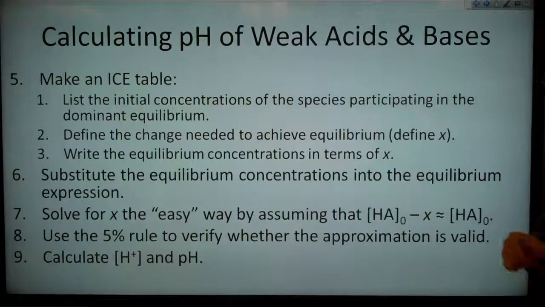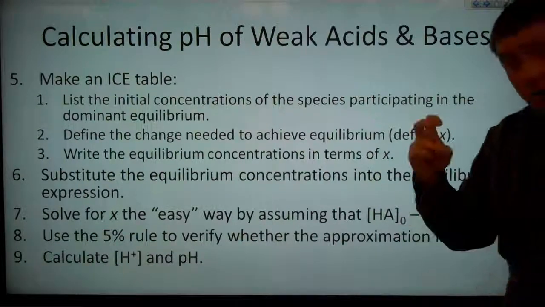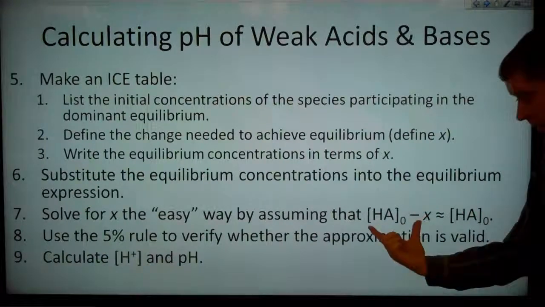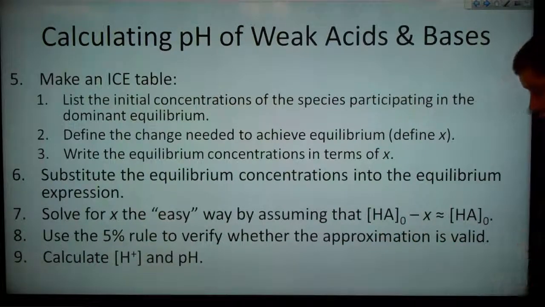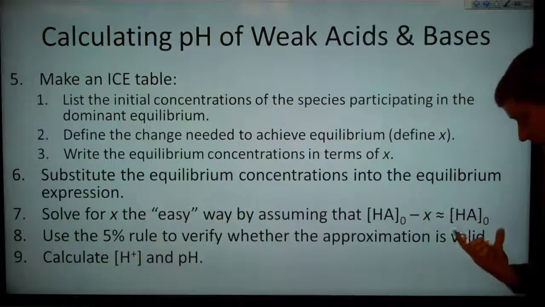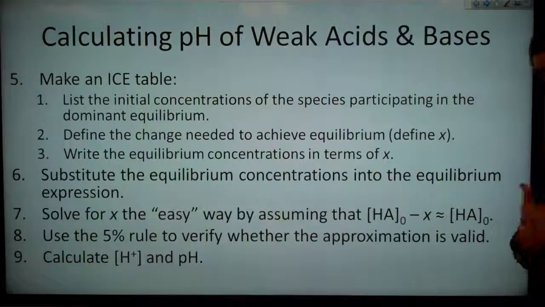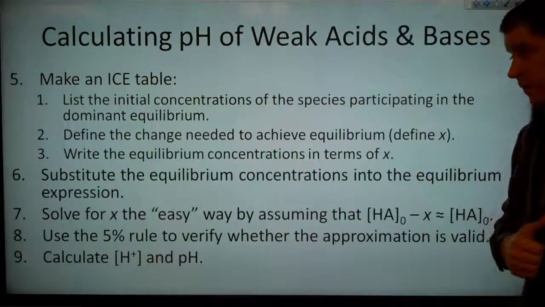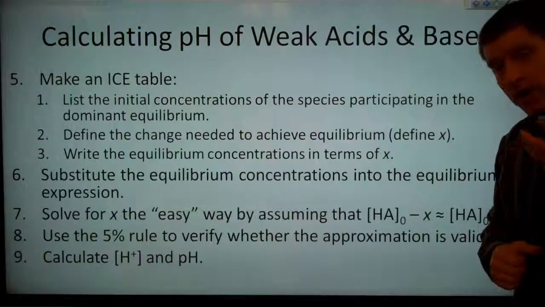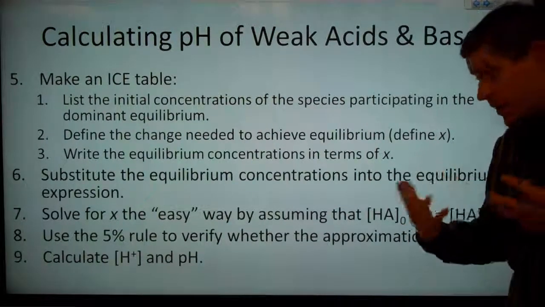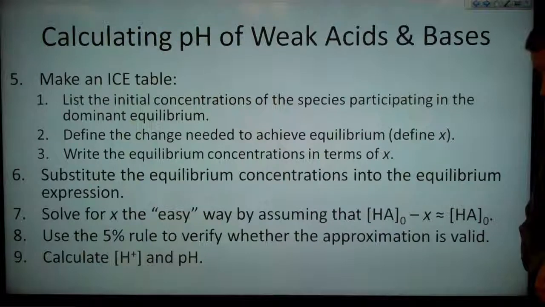And then we substitute those equilibrium concentrations into our equilibrium expression and solve for X the easy way by assuming that the initial concentration of our acid minus X is approximately the same thing as our initial concentration of our acid. Essentially, we're assuming here that if our acid is a weak acid, then the amount of our acid that has dissociated is small, and that means that the concentration of HA is essentially constant from the start to the finish of our equilibrium.